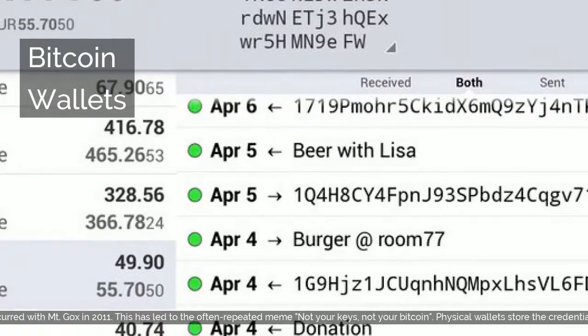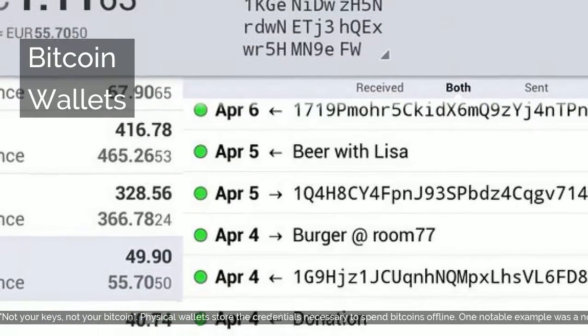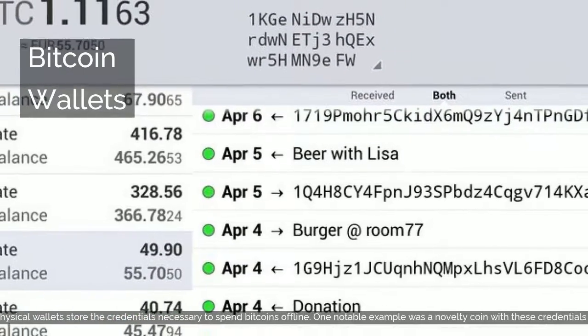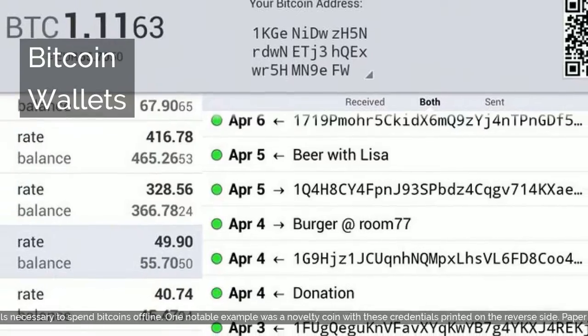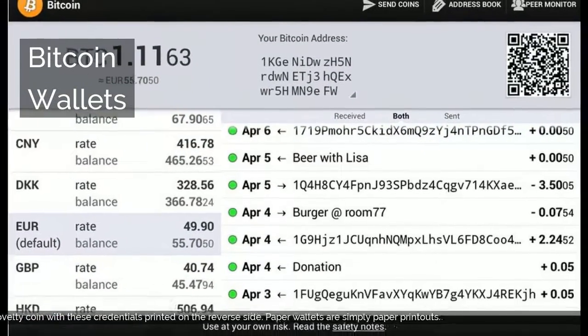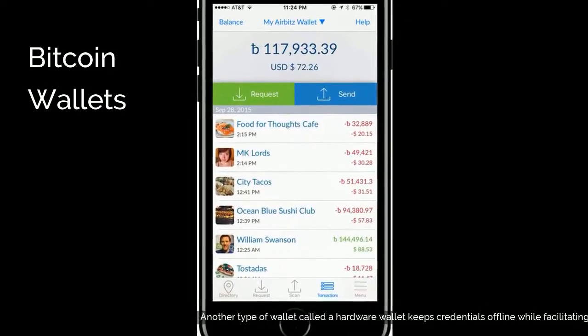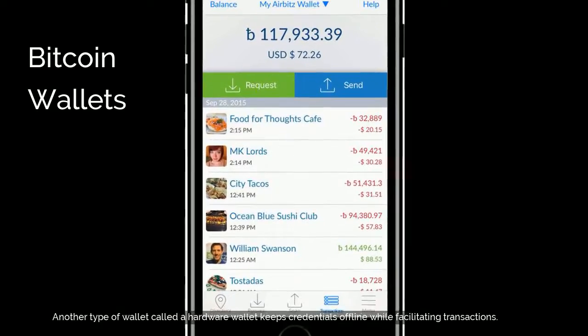Physical wallets store the credentials necessary to spend bitcoins offline. One notable example was the novelty coin with these credentials printed on the reverse side. Paper wallets are simply paper printouts. Another type of wallet called a hardware wallet keeps credentials offline while facilitating transactions.